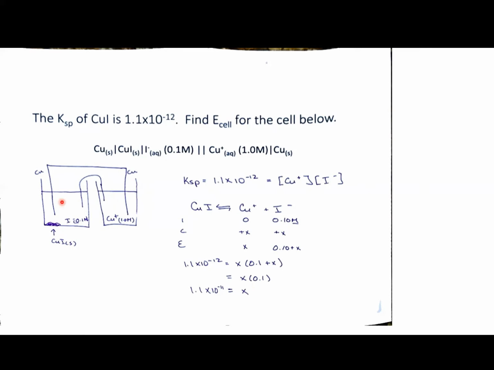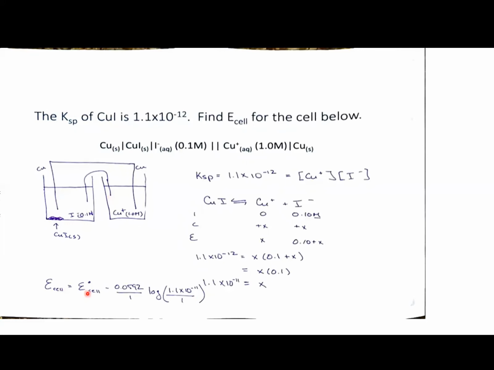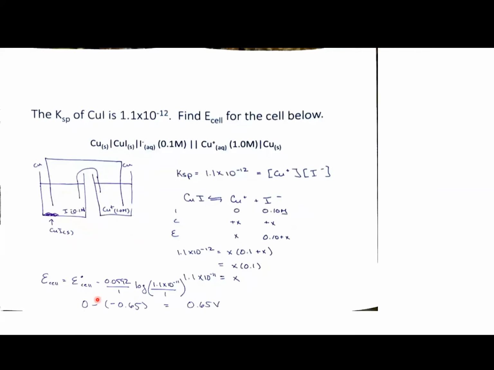So what that really means is my copper concentration on this side is 1.1 times 10 to the minus 11. And on this side, it's 1. So now it's just a concentration cell. So Ecell is equal to E naught cell minus 0.0592 over 1, not 2, over 1. The reason it's 1 is because only one electron is being exchanged between copper and copper 1 plus. So it's copper 1. Log of 1.1 times 10 to the minus 11 over 1. That's the concentration on this side. 1 is the concentration on this side, so that's where those two numbers come from. My E naught cell is 0, don't forget.